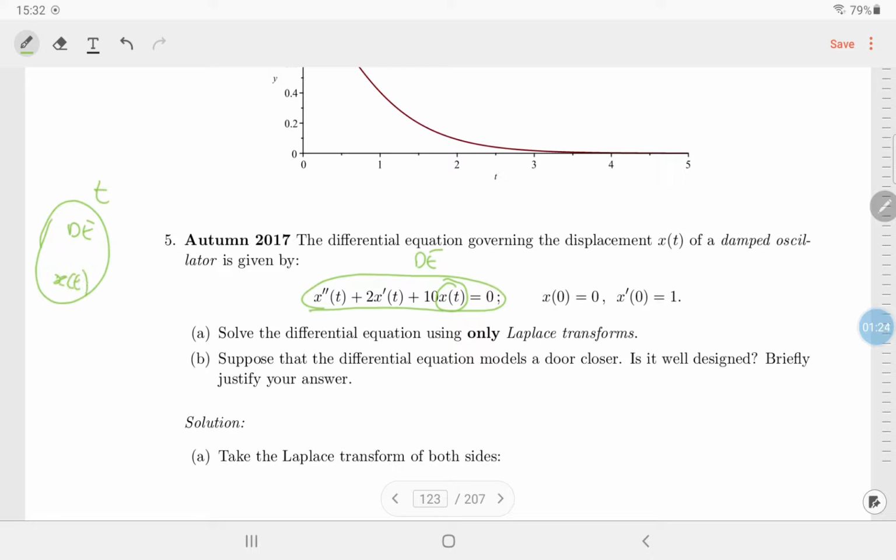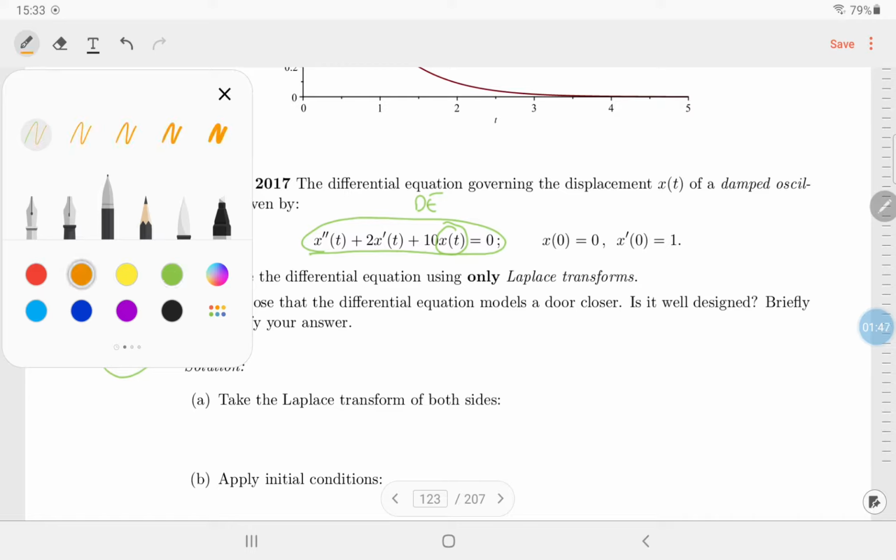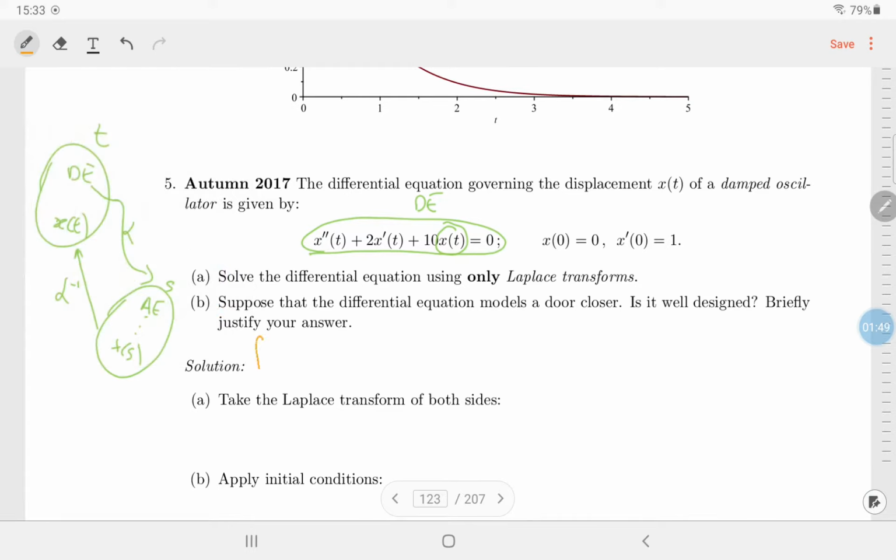How we're going to do it is we're going to translate this, in particular translate the differential equation into an algebra equation. It's going to be easy to solve the algebra equation, and then we're going to send back using the inverse Laplace transform.